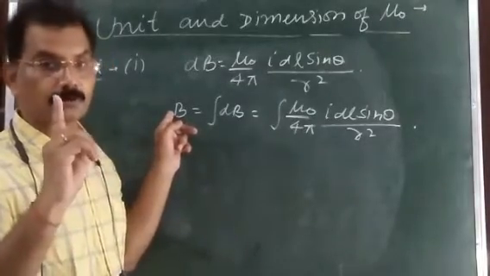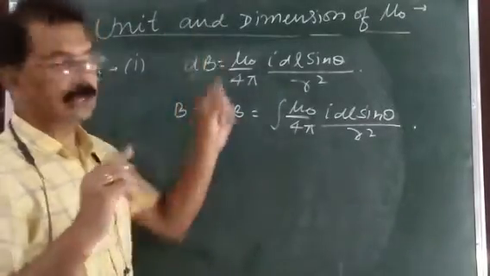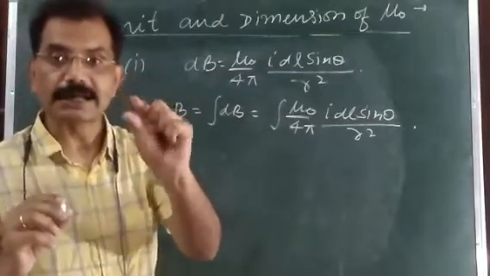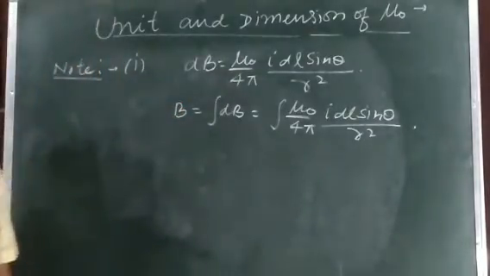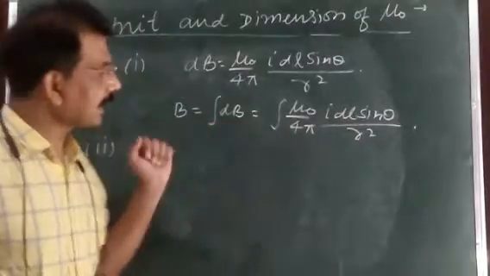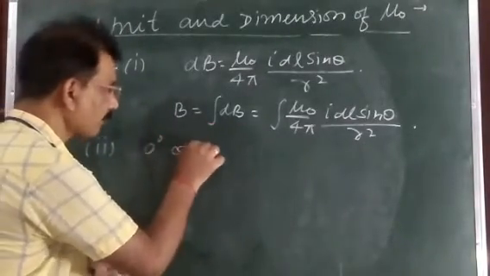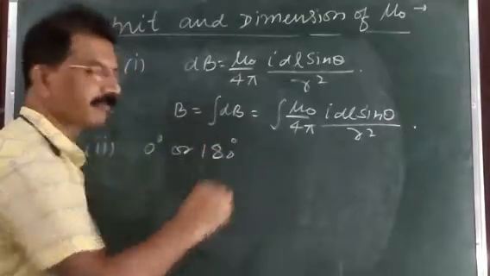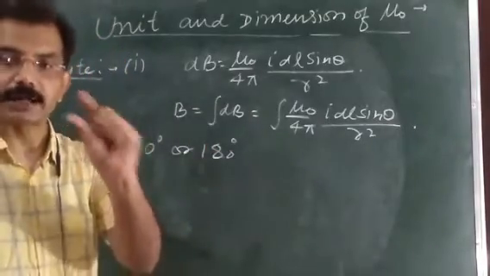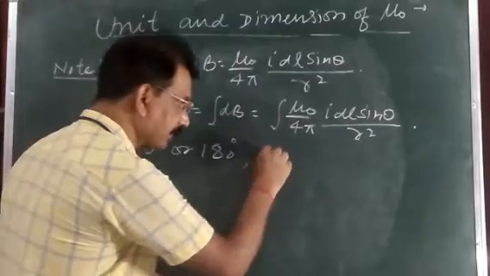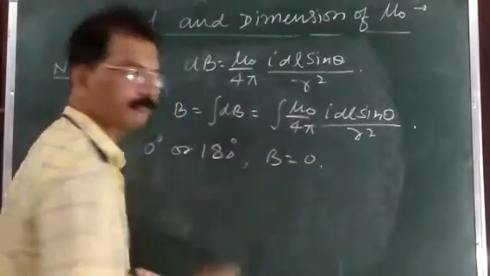So be careful about this one. But Biot Savart law is used for a small current element. At an angle of 0 degree or 180 degree from the direction of current, the magnetic field B is always 0.